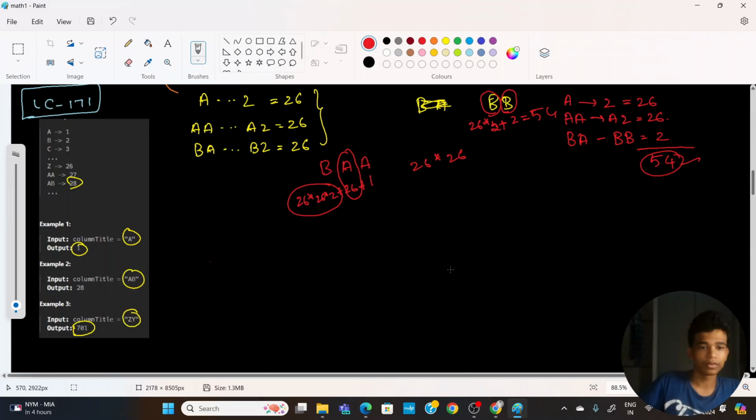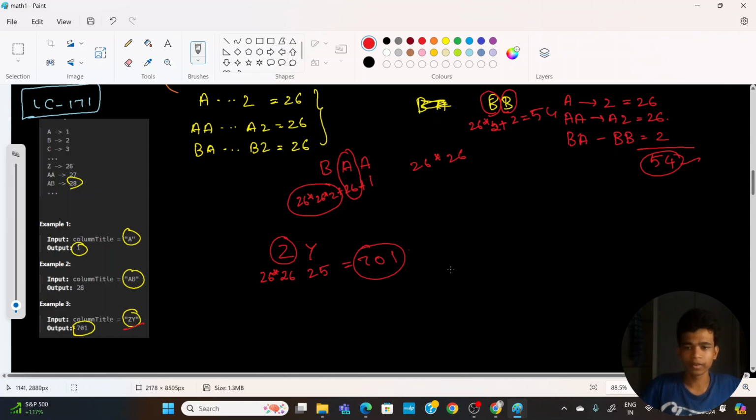Yes? Okay. So for ZY, what is Y's value? Y's value will be 25. Now here it comes like 26 into, again, 26, because the 26th element is Z, right? So let me calculate it. If I calculate, what I will get? 26 into 26 plus 25. It will be 701. Okay. So 701 will be the answer. Fine. So this is how we want to calculate. Now I hope you understand this.